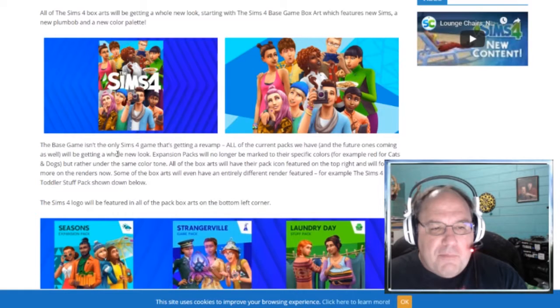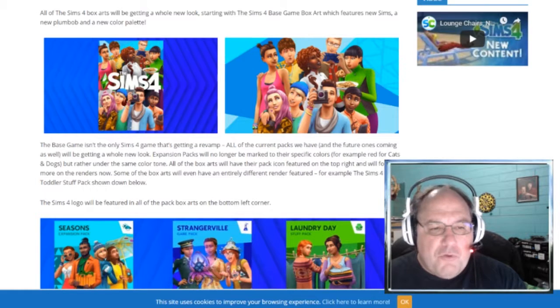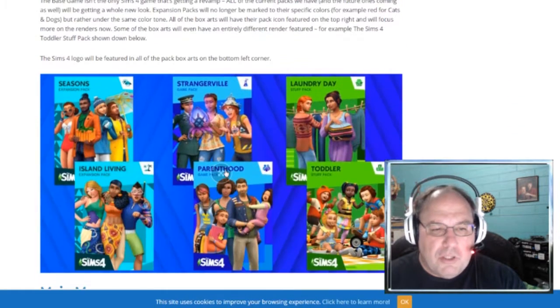The base game isn't the only Sims 4 game that's getting a revamp. All of the current packs we have, and the future ones coming as well, will be getting a whole new look. Expansion packs will no longer be marked through their specific colors, for example, red for cats and dogs, but rather under the same color tone. All of the box arts will have their pack icon featured on the top right, and will focus more on the renders now. Some of the box arts will even have an entirely different render featured, for example, the Sims 4 toddler stuff shown below.